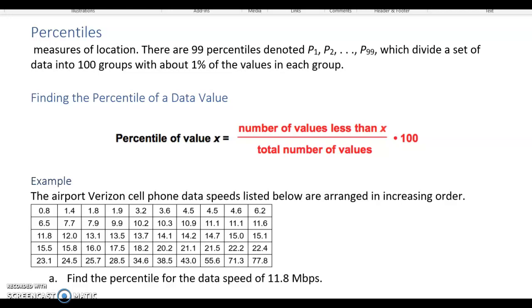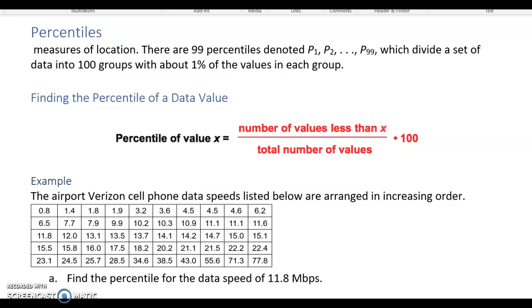I have another child who's in the 86th percentile. Well, in the line of 100, there'd be 86% that are shorter than him. There would be 14% taller than him, his height or taller. So the 86th percentile divides the lower 86% from the upper 14% of a data set.